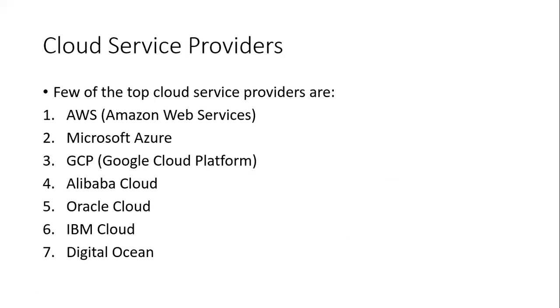Now, some popular cloud service providers. What are they? AWS, you have heard of this, Amazon Web Services. The second one is Microsoft Azure. A third is GCP, Google Cloud Platform. There are some more: Alibaba Cloud, Oracle Cloud, IBM Cloud, DigitalOcean. There are many more clouds available on the market. But which is on top? The topmost are the first three clouds: AWS, Azure, and GCP. So the maximum market is being covered by AWS, Azure, and GCP.